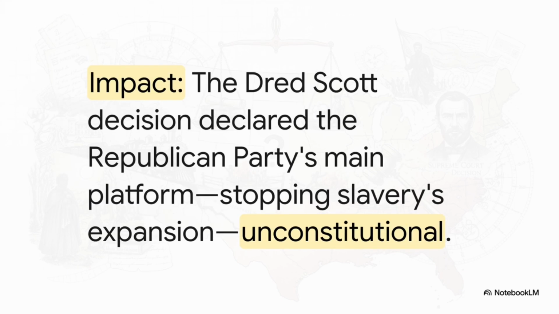And here is the crucial political impact. With that one ruling, the Supreme Court basically tried to make the entire Republican Party's platform illegal. Their main goal, using Congress to stop the spread of slavery, was now officially declared unconstitutional. It was a staggering victory for the South.